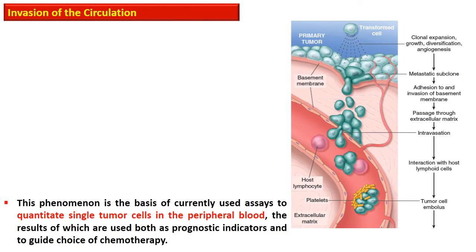Currently, the CTC, or circulating tumor cell, has important prognostic and therapeutic implications. They are successfully used as a guide for the choice of chemotherapy.